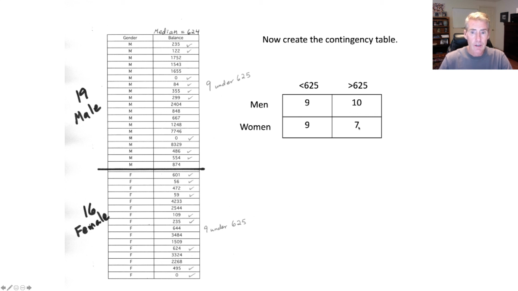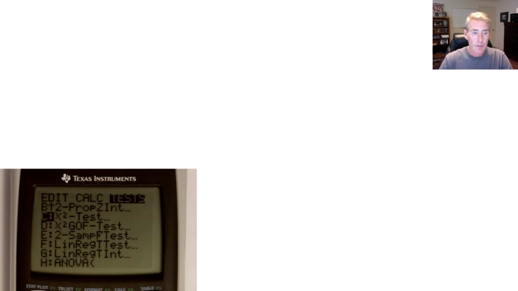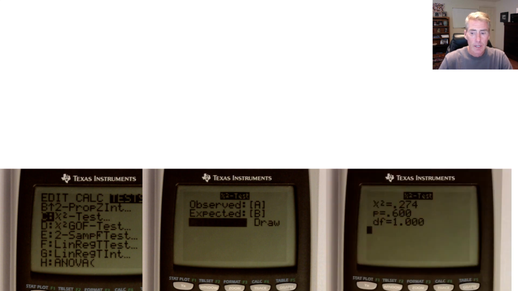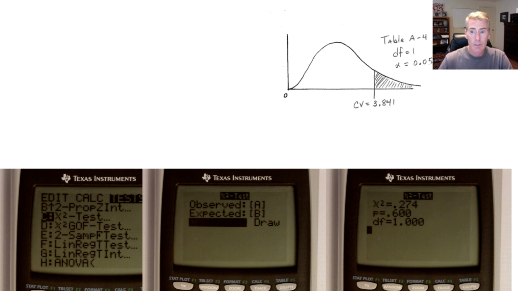So then use the calculator. And with this, I'm just going to show you screenshots rather than creating a whole new video for that. So I put the numbers or the matrix in matrix A, then do the chi-squared test, observed in matrix A, the expected in matrix B, and then it turns out that chi-squared equals a 0.274. And again, degrees of freedom equals 1, and so it's going to be the same critical value as last time, 3.841.